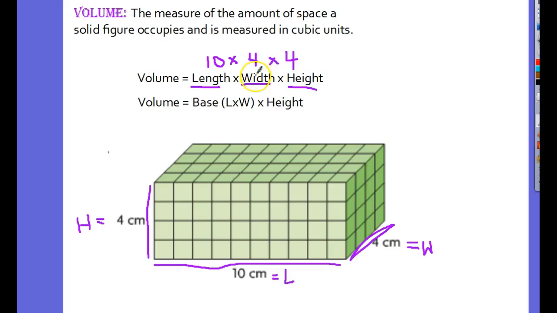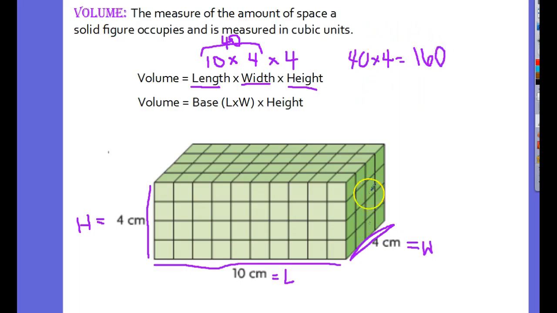So if I look at my multiplication problem here now, I have 10 times 4, which I can easily figure out, 40. And then I'm going to multiply that, which is the area of the base, times 4. So it's going to become 40 times 4, which equals, hopefully you guys can do this part in your heads, 40 times 4 is 160.